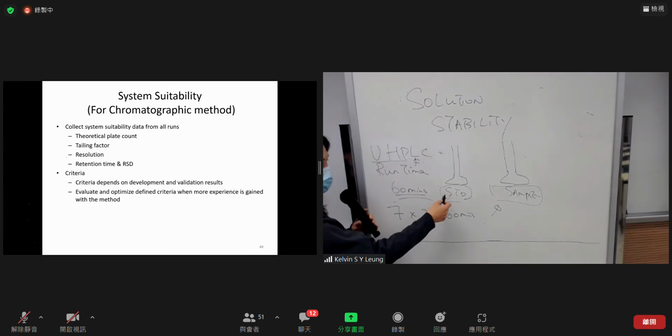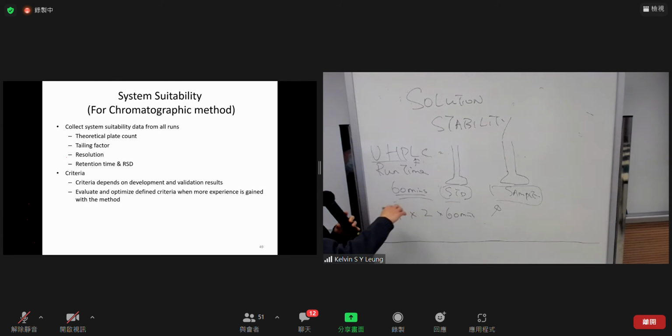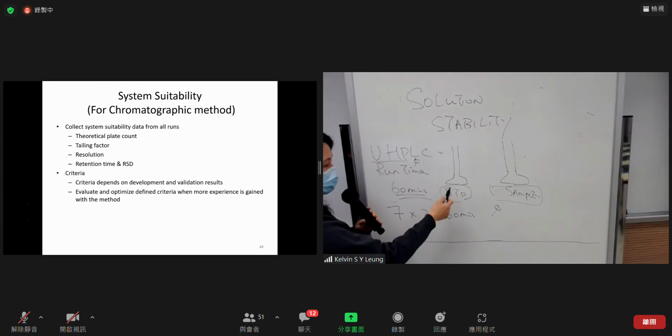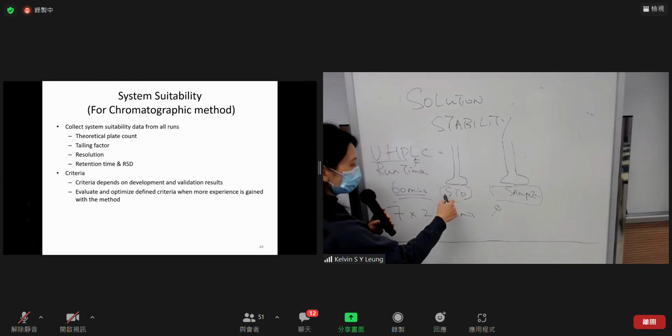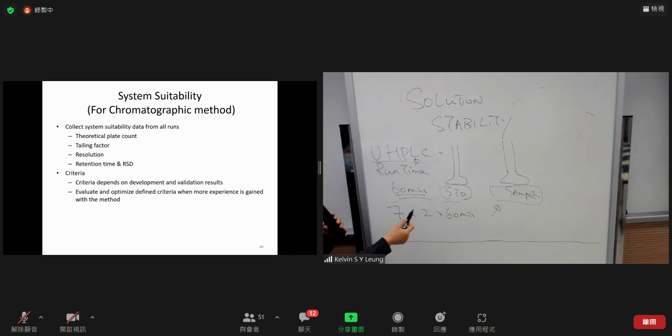If your samples are very stable, then you can prepare all your samples in advance and let them queue up in the line, and then they are injected by the machine automatically. If not, if the sample solutions and the standard are not very stable, then they should be prepared freshly. Okay, so this gives you an idea.